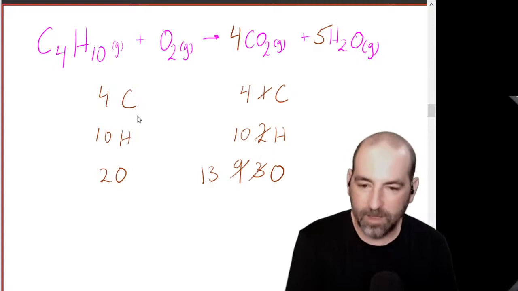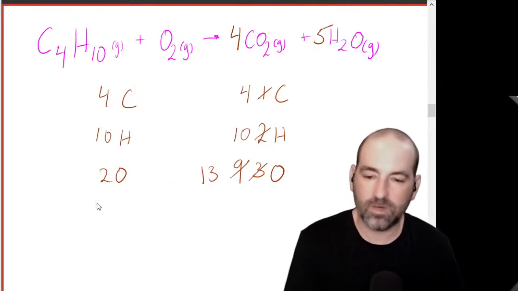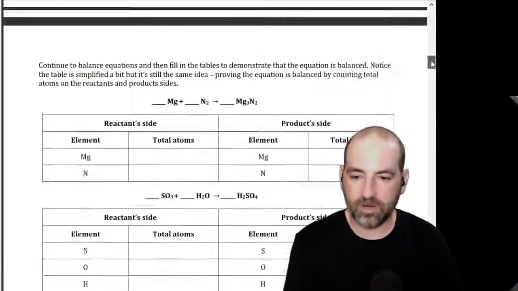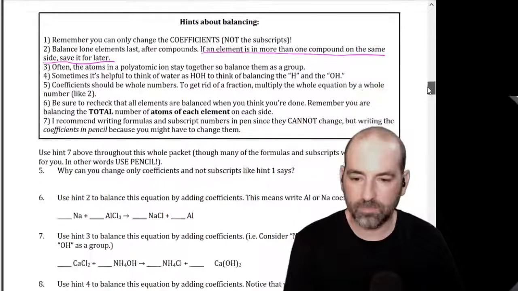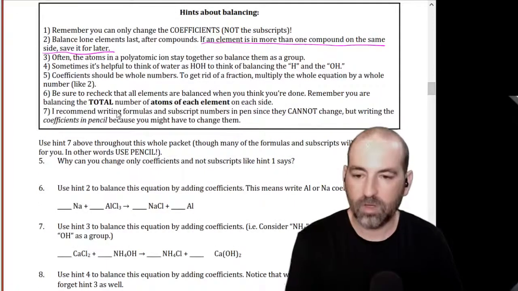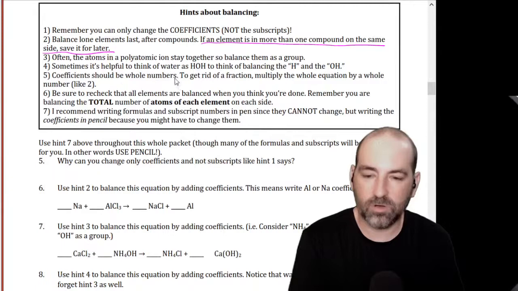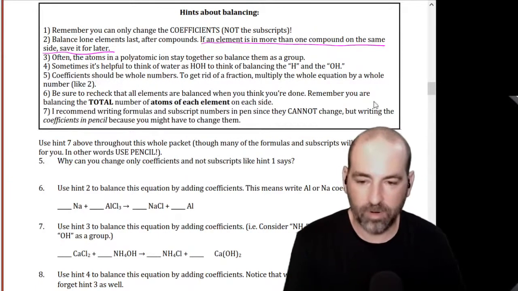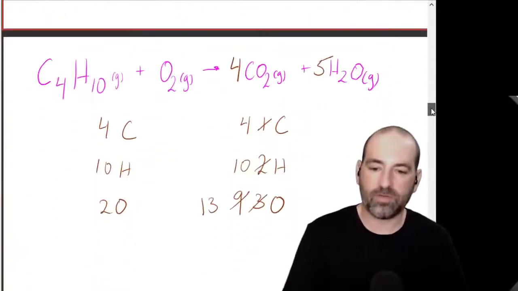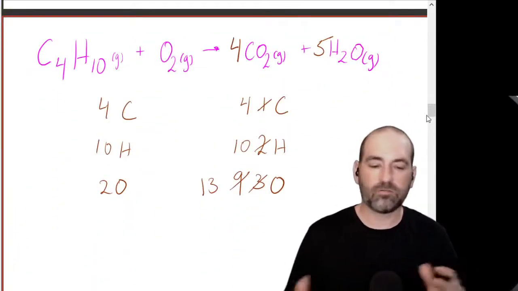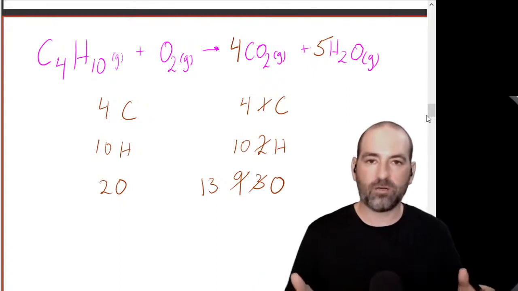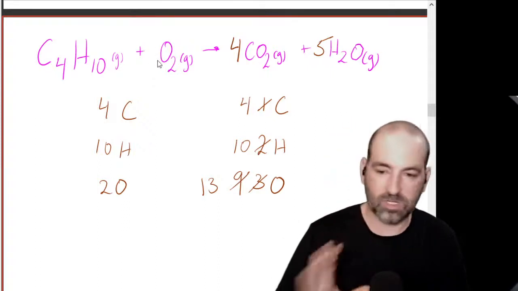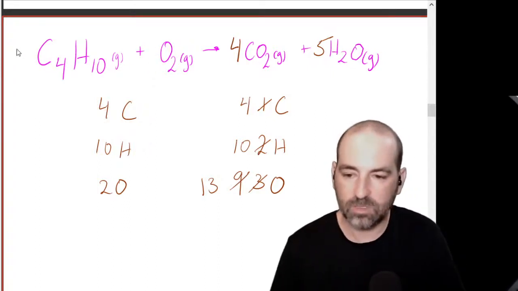So we're stuck. We've got an odd number on the left, and we can only do even numbers on the right. So the solution here is actually another hint from up here. Number 5, coefficients should be whole numbers. To get rid of a fraction, multiply the whole equation by a whole number, like 2. So if we double everything, we keep all the other atoms still in balance. We're actually going to just forget about the oxygen for a minute. So let me show you what that looks like.